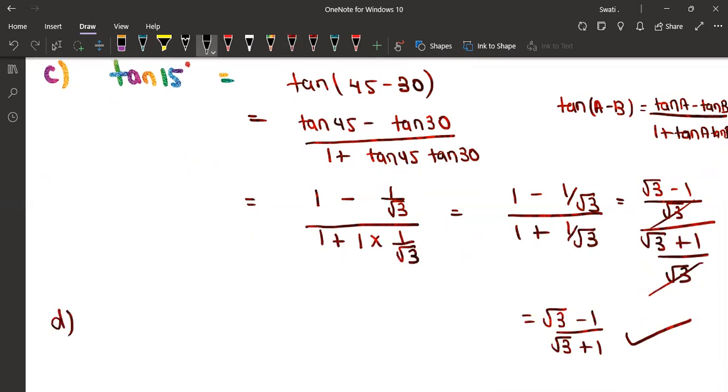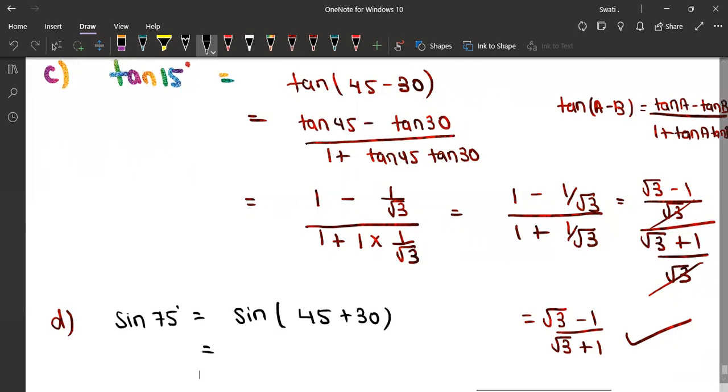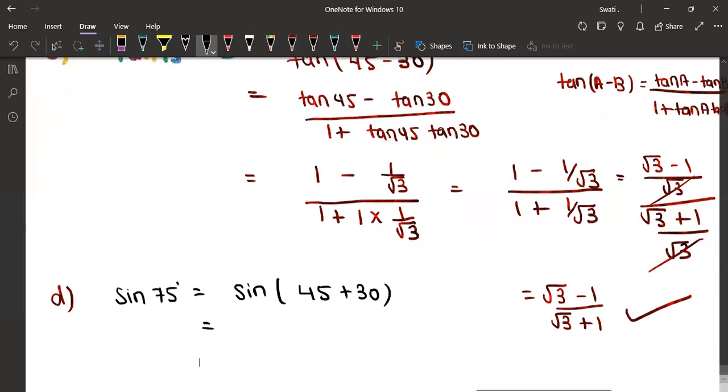So now we will change the value from 15 to 75. So we will find out the value of sine 75 degree. How can we write down sine 75 degree? So we will first write down 75 as 45 plus 30. Of course, it's very clear. We can write down 75 as 45 plus 30. Now, again, here we are going to use the formula, but it is now sine A plus B. So I'll be writing the formulas as well.